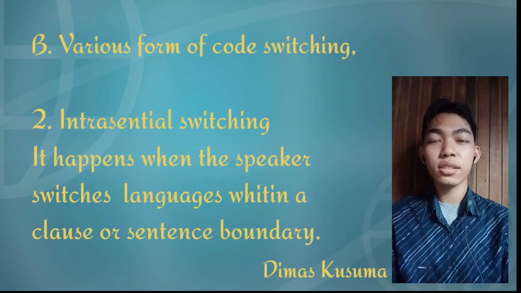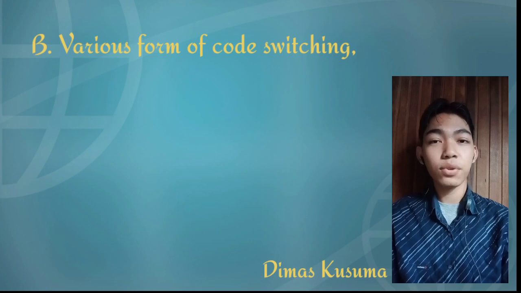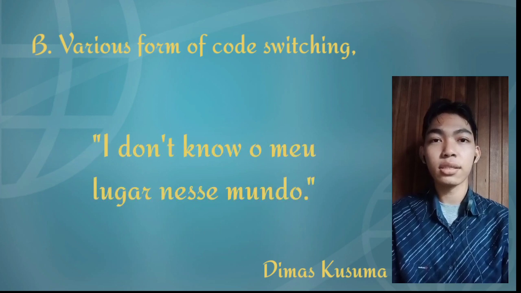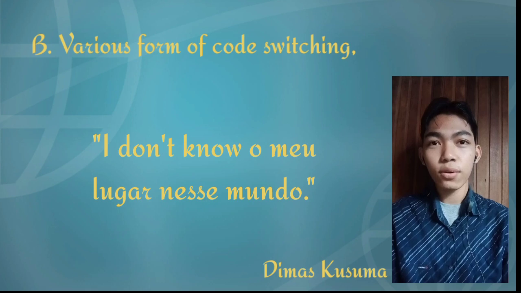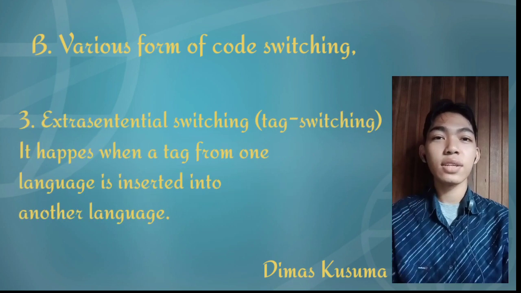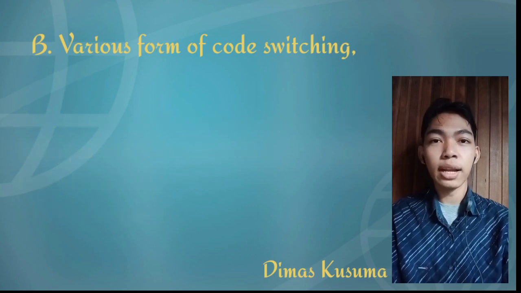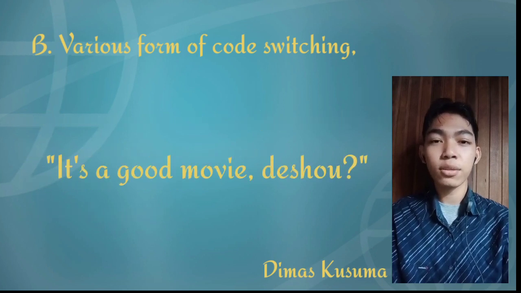Number 2. Intrasentential switching. It happens when the speaker switches languages within a clause or sentence boundary. For example, an English-Portuguese speaker says, "I don't know o meu lugar nesse mundo," which means, I don't know my place in this world. Number 3. Extra-sentential switching or tag switching. It happens when a tag from one language is inserted into another language. For example, an English-Japanese speaker says, "It's a good movie, desho," which means it's a good movie, right?